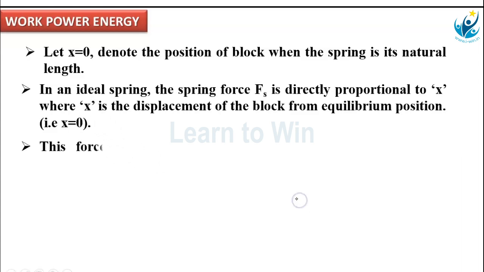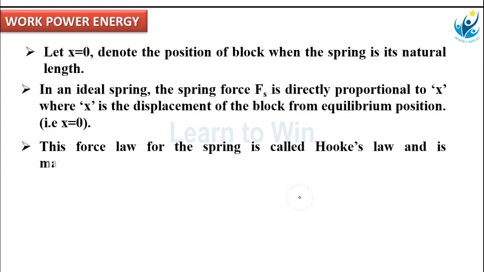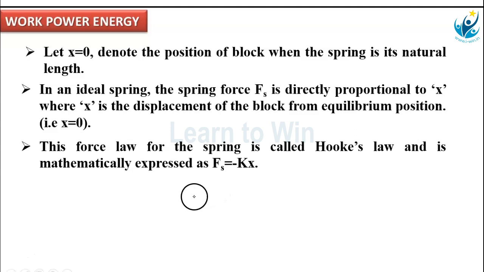Now, this force law for the spring is called Hooke's law. We know that. And its mathematical expression is Fs equal to minus kx. K is the spring constant, or stiffness constant, x is the displacement. What does this negative sign indicate? Fs is always opposite to displacement. That is indicated by the negative sign.